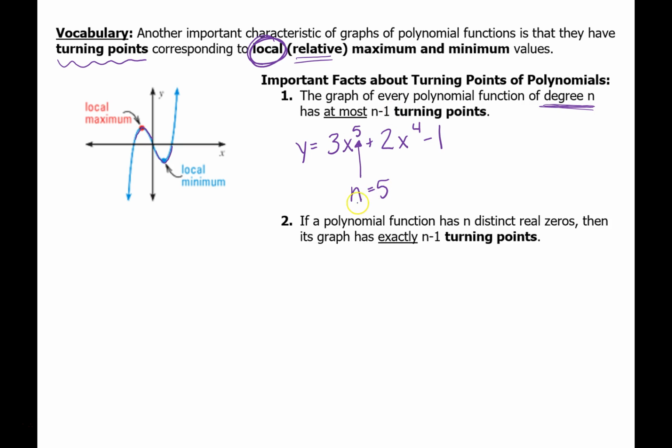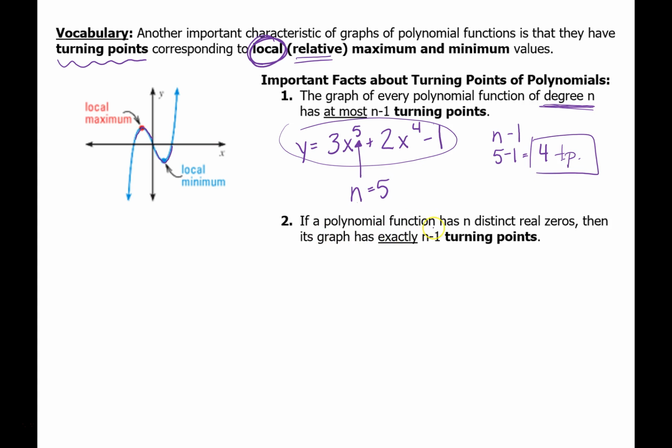So what if we take our n and subtract 1? N minus 1 means 5 minus 1. So that means just by looking at this equation and doing this quick little bit of math on the side, I know that at most this equation, when you graph it, is going to have 4 turning points.